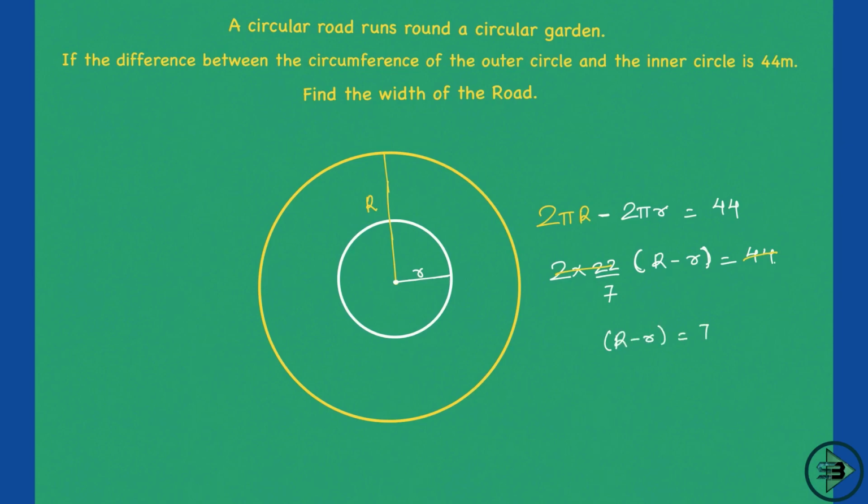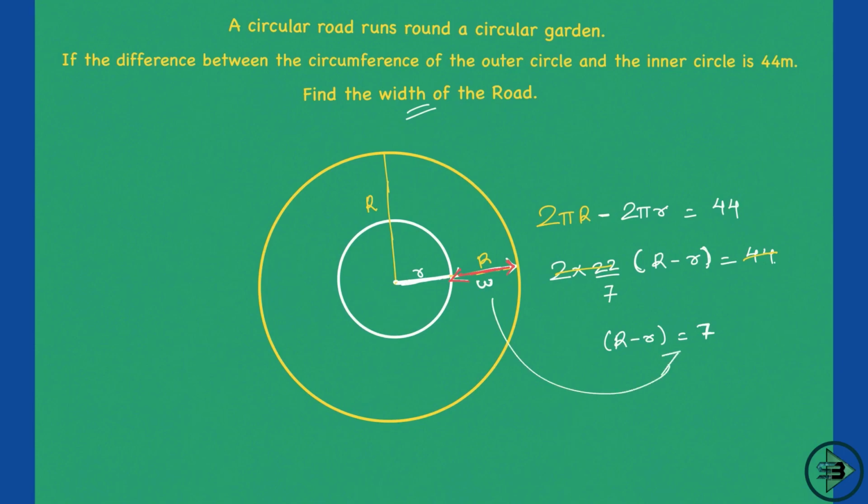is equal to 7, which means the difference between their radii is nothing but 7. But that is nothing but the answer, the width of the road. Yes, that will be the width of the road, right? They didn't ask you the area, they asked you the width. So this complete thing is capital R, and this small thing is small r. If you subtract this, you will get this part, and this part is nothing but the width of the road, and that is nothing but 7.